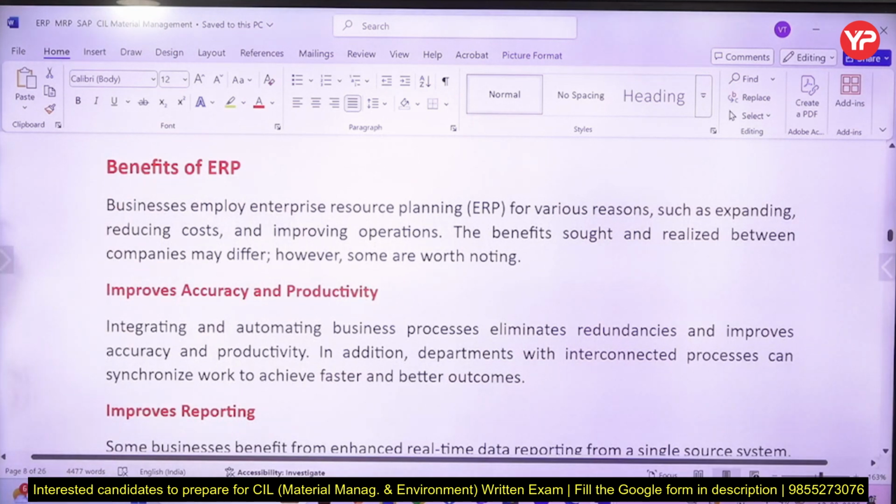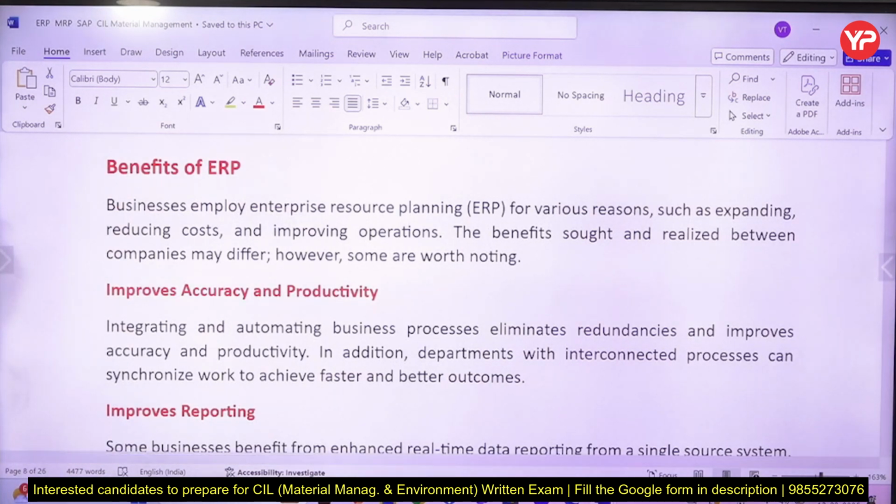So what are the benefits of ERP, friends? If your company is having ERP, what is the benefit of that?